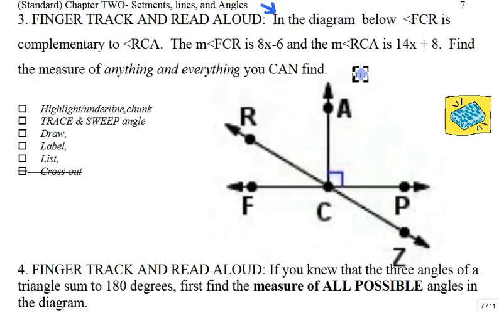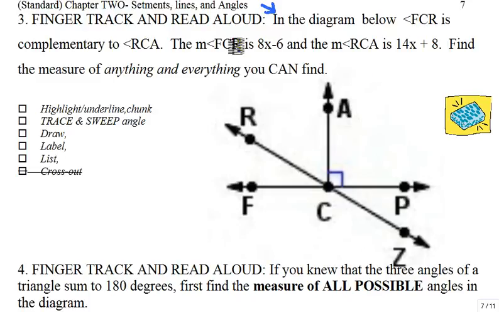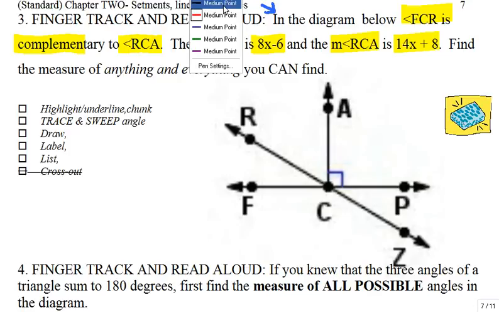Okay, now we're going to take this one step at a time. We're going to highlight, underline, and chunk. It says in the diagram below, FCR is complementary to RCA. The measure of angle FCR is 8x minus 6, and the measure of angle RCA is 4x plus 8. Find the measure of anything and everything that you can find. Okay, so we highlight, underline.